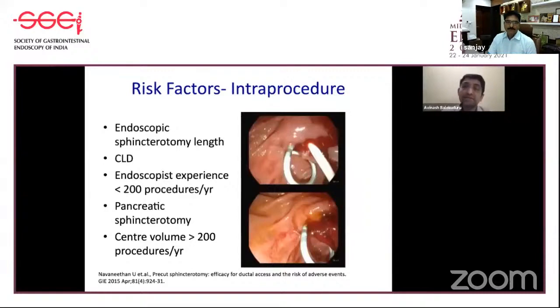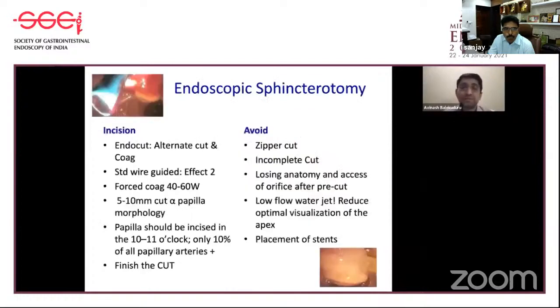The safety of the cut should be just up to the level of the duodenal fold above the sphincter. Other factors are concomitant chronic liver disease, endoscopist experience of less than 200 procedures per year, and association of pancreatic sphincterotomy, so we might be cutting twice, as well as a center volume of more than 200 procedures per year. Because the bleed rate is per 100, whenever the procedure numbers increase, definitely we see a couple of cases which tend to bleed. That should not cause much of a problem.